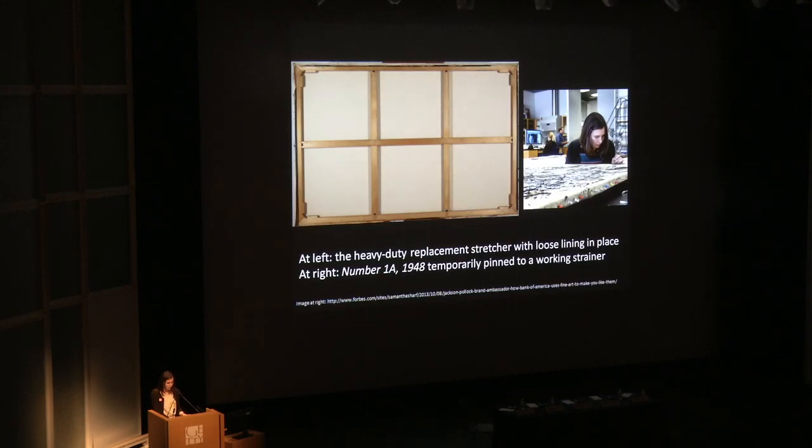The original stretcher, a slim wood strainer, was jettisoned at the time of the treatment and replaced with a heavy-duty expansion bolt stretcher, twice the depth of the original. When the treatment was undertaken, this was common conservation practice at the Museum of Modern Art.